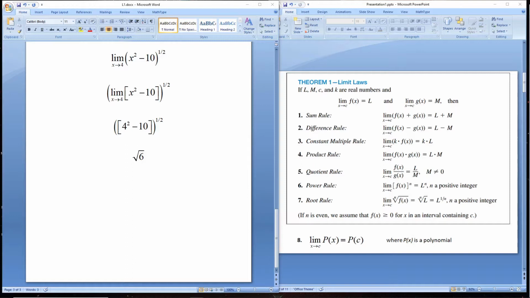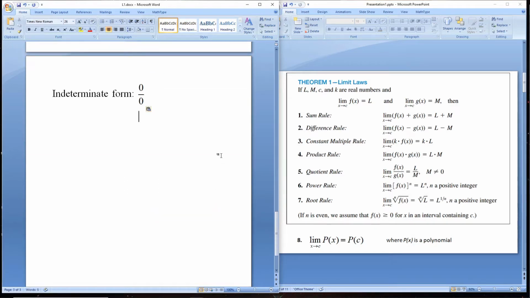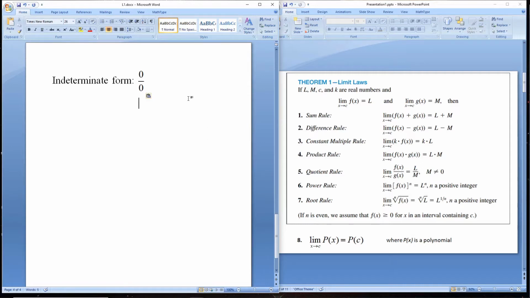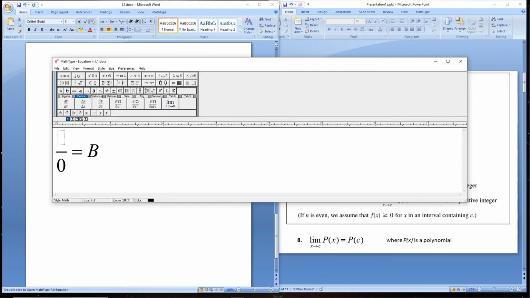So let's try using this idea of just plugging the number in. And before we get to that, though, I have to talk about something that's probably new, and it's called the indeterminate form. The indeterminate form is what we call 0 over 0. And that may seem a little bit bizarre. 0 over 0. Isn't division by 0 undefined? So let's take a look at that real quick. Let's say a is some number here. I'll say 2.